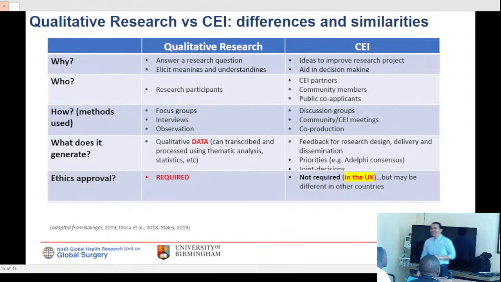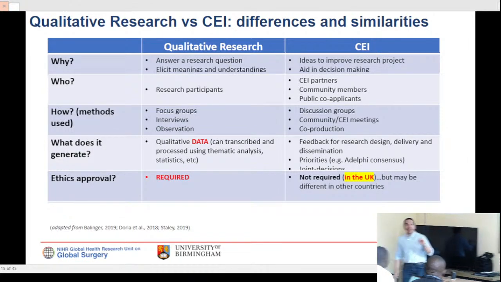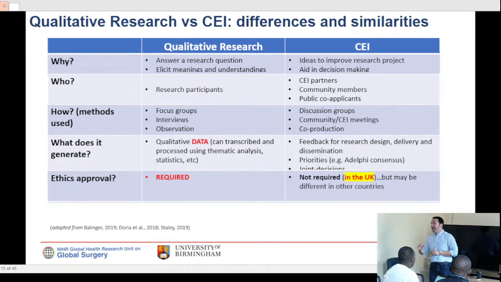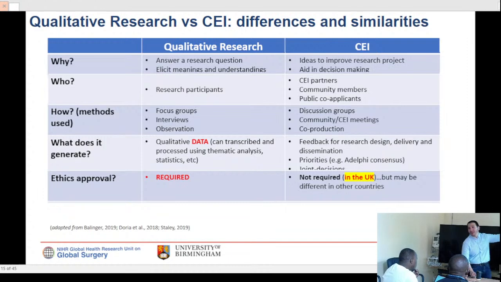Here, this is ethics. For research, you definitely need ethics approval. For CEI, in the UK, it might not be required. However, if you want to publish your CEI, what I normally tell people is, when in doubt, get ethics, just to be sure, especially if you want to publish your CEI.